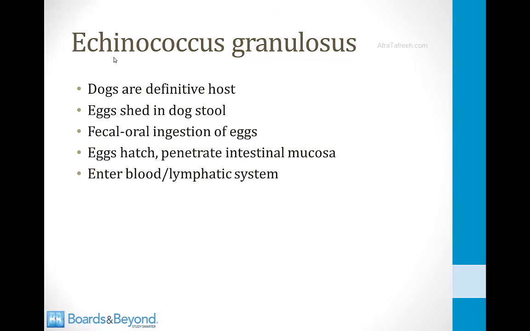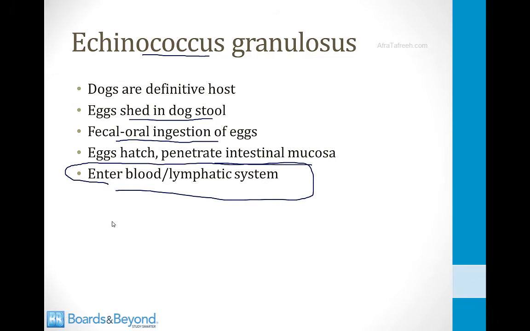Echinococcus granulosus is a helminth that causes giant liver cysts. That's the most important thing to remember about it. It's got a very unusual name with the word coccus in it. It almost sounds like it might be a bacteria, but it's not. It's a helminth. Dogs are the definitive host, and they shed eggs in their stool. And then when people don't wash their hands and touch contaminated soil and dirt, they get fecal-oral ingestion of the eggs. When the eggs hatch in the intestine, they penetrate the mucosa and they enter the blood and lymph system, and the first place they like to go is to the liver.